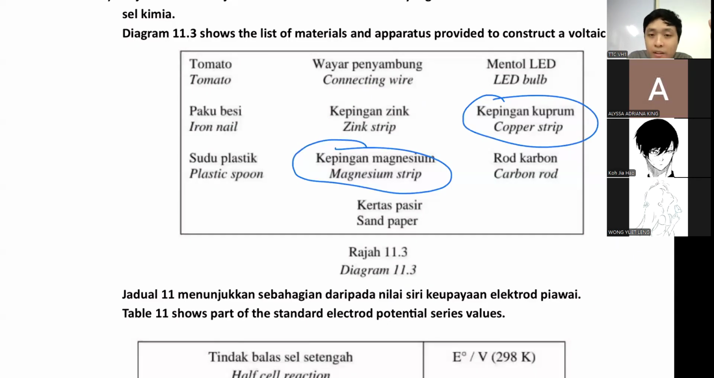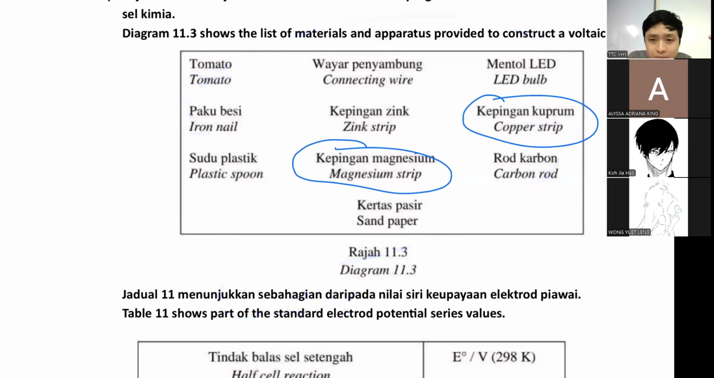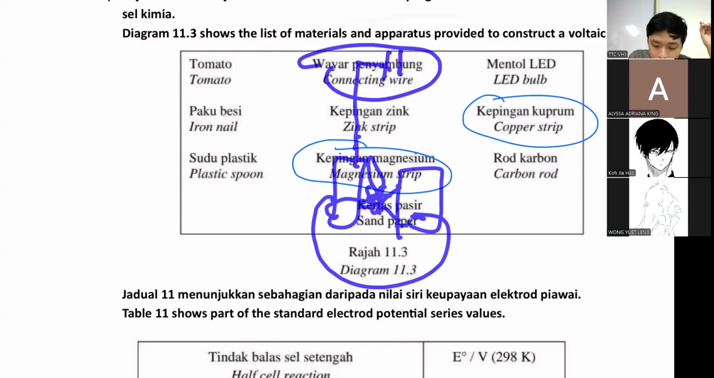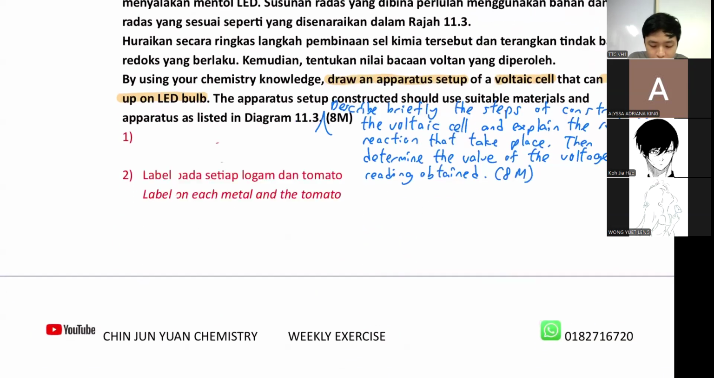Because they didn't give you any electrolyte. Normally you put copper 2 sulfate as the electrolyte, but they didn't give you anything like this. So what you do is, you take these two electrodes, then you stick them inside the tomato. Then you connect the wire, connecting wire, then you connect the LED bulb. So this diagram is for 2 marks with labeling.